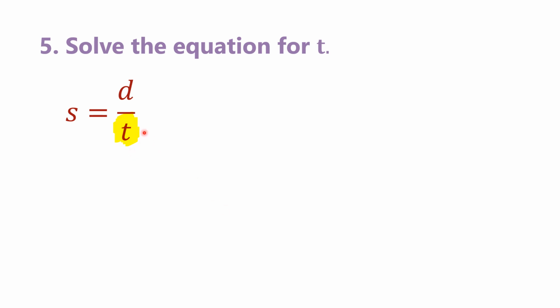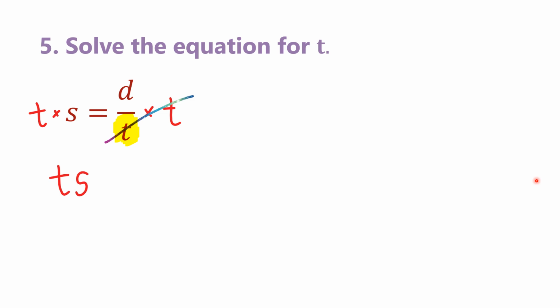What can we do to move this t over to the other side? We can multiply both sides by t, right? That's going to cancel it out over here. So it's going to cancel it out on the right-hand side. It's going to get it out of the denominator. And now we can work on getting t by itself.